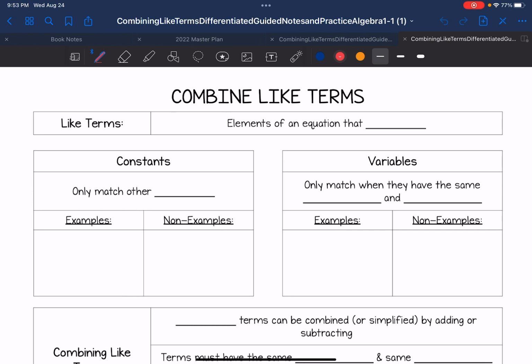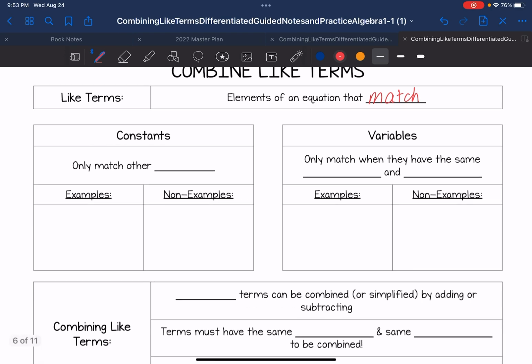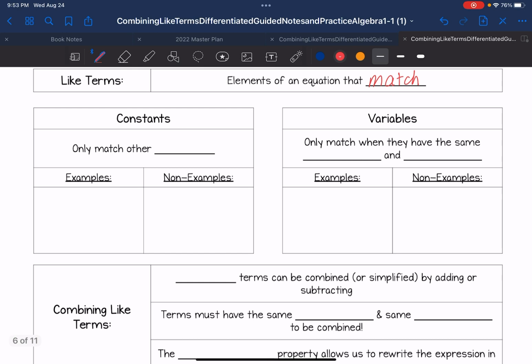Okay, so like terms, what does that mean? Well, that is the elements of an equation that match. So go ahead and fill that out. Okay, and then some additional vocabulary. Constants only match other constants. Now remember, a constant is a number. Okay, so I'm just going to put a little note here.